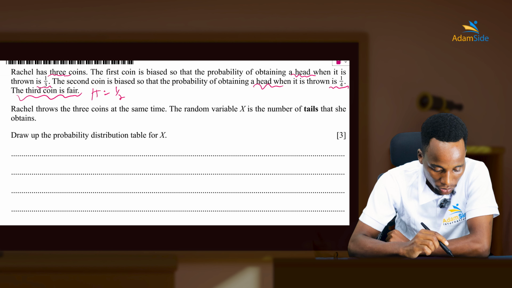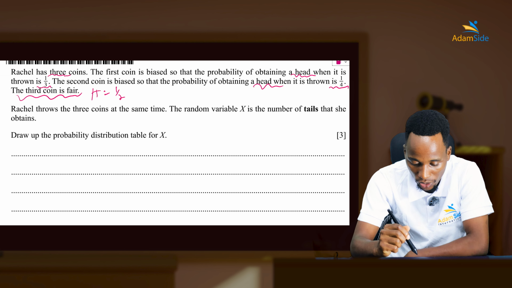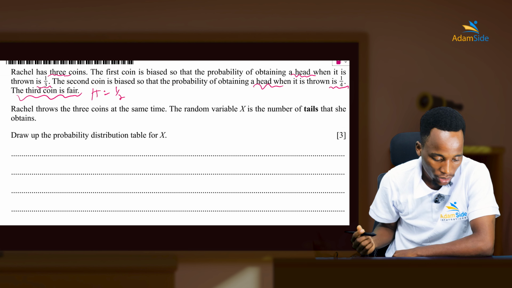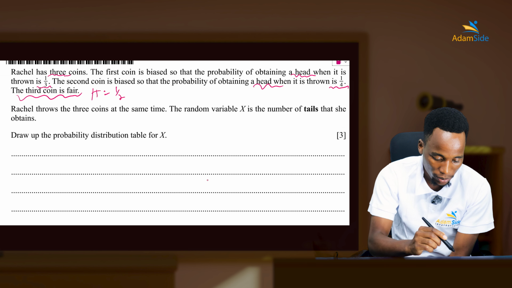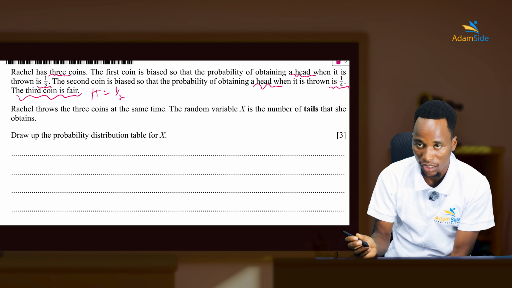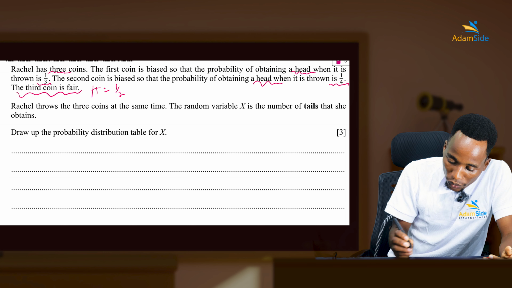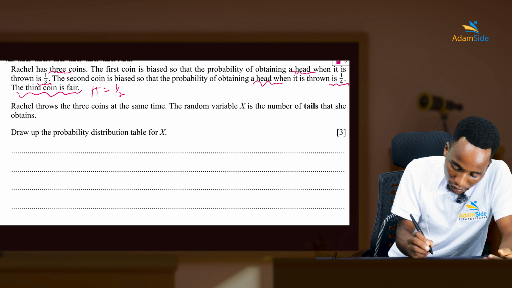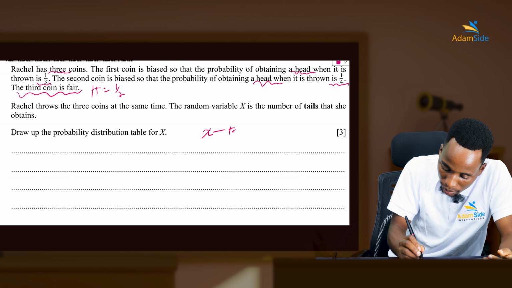Rachel throws the 3 coins at the same time. The random variable X is the number of tails that she obtained. The question says, draw up the probability distribution table for X. So we are going to start it. We know here, random variable X represents tail.